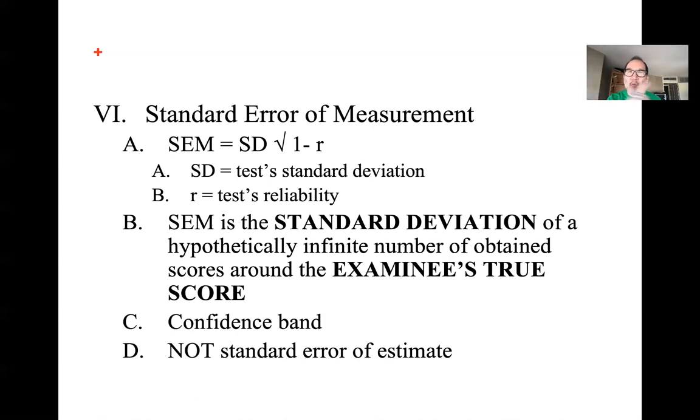3 above the mean and 3 below the mean. And each of those units, those 3 units above and below, is a way to talk about the extent to which the score can vary or deviate from the mean. It's like a confidence band, telling you how much that score can go up and down. Not the standard error of estimate.